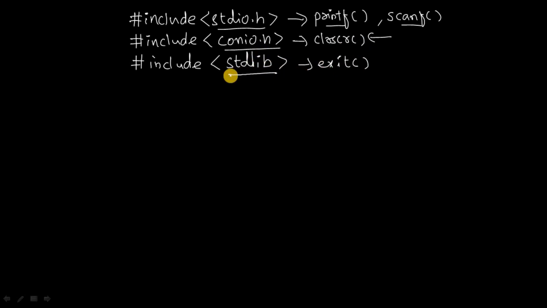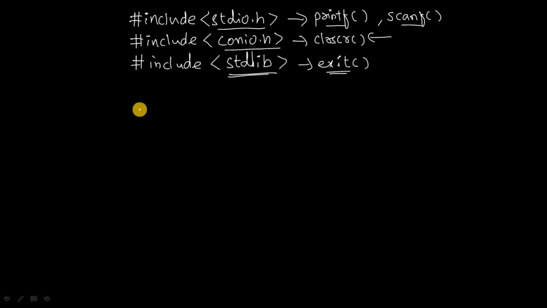And what is the use of the standard library? It contains a function called exit, which we are going to use in our program to stop the program. The next thing is you declare all the functions you are going to use in this stack program. I will write them one by one.